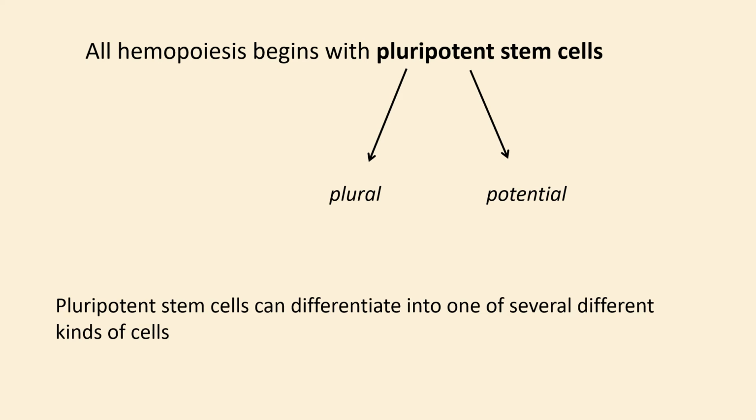So all hemopoiesis begins with a particular category of stem cell that we find in red bone marrow, and they're called pluripotent stem cells. So pluri means a plurality. These cells that we find in red bone marrow have the capacity to become a handful of different cell types in the body. They're not totipotent stem cells. Embryonic stem cells are totipotent, meaning they have the capacity to become any cell type in the human body. That's not what we find in red bone marrow. We find pluripotent stem cells. They have a plurality of potentials.